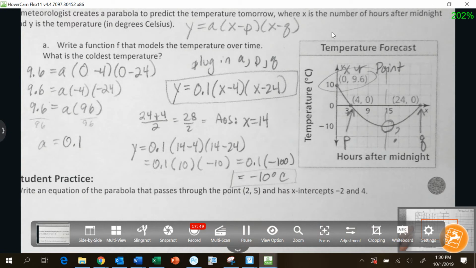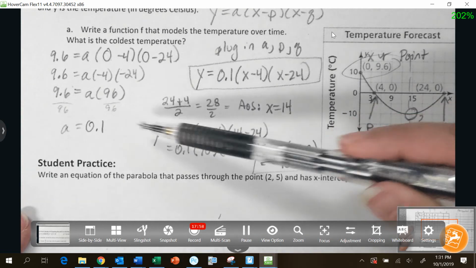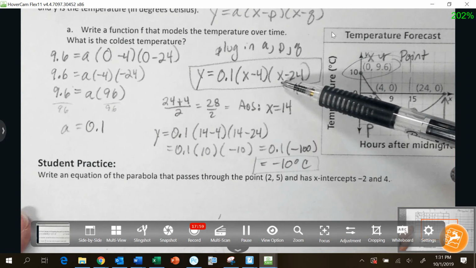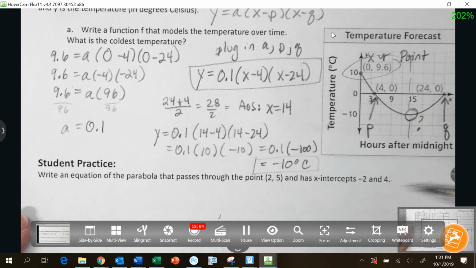When you are done with this, you have a student practice by yourself. All you have to do for the student practice is go through just writing the equation. There's no extra part of it. So you're just writing the equation for your student practice. Try that one.